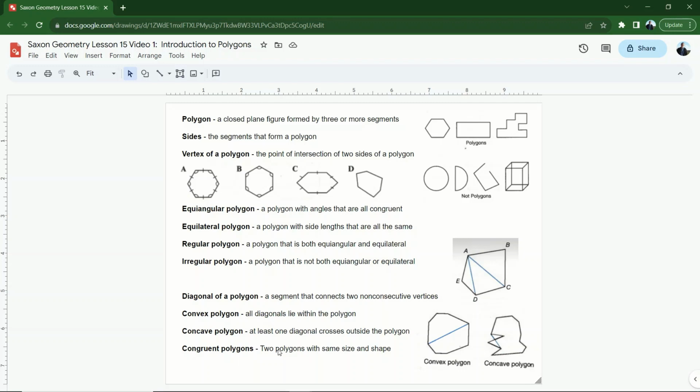All right, that is our first video. Lots of terms here. We're going to get some chances to practice these terms, especially in the problem set at the end of the lesson. But for now, we're going to move on to video 2, where we name some polygons based on the number of sides. We're also going to introduce a couple other new terms in that lesson as well. So stay tuned.